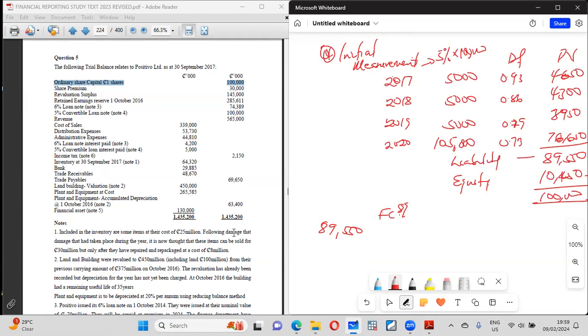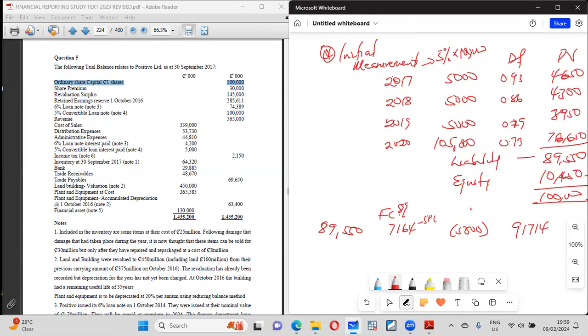89,550 by 0.08 is 7,164, which will go to our SPL. And the payment is also 5,000. So the closing balance is 91,714. You see, I didn't even put headings anywhere.